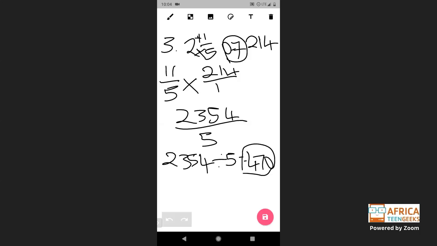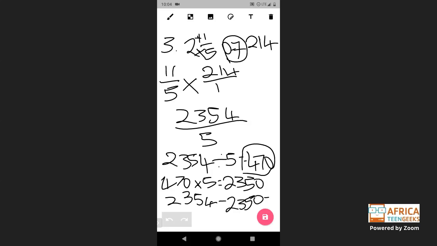There you go. And then we'll have our 470 multiplied by 5. We will get 2,350. And then we'll also check the difference. Our answer will be 4.